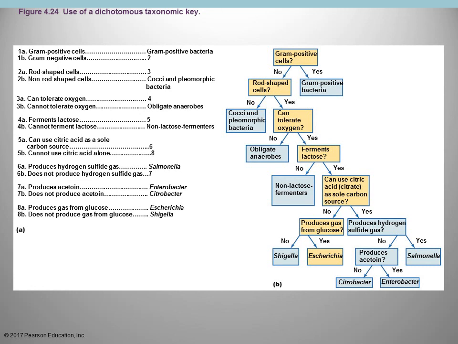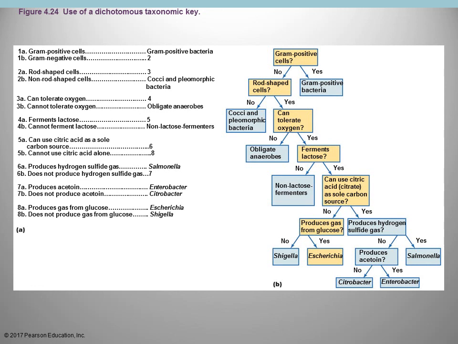So then you say, okay, let me look at the oxygen requirements. Is it able to tolerate oxygen? Can it grow in oxygen? And the answer would be yes. Okay, that just knocked out all of your obligate anaerobes. So now let me find a test that can help to distinguish between some of these samples. If you look down the bottom, that narrows it down to Shigella, Escherichia, Citrobacter, Enterobacter, or Salmonella.